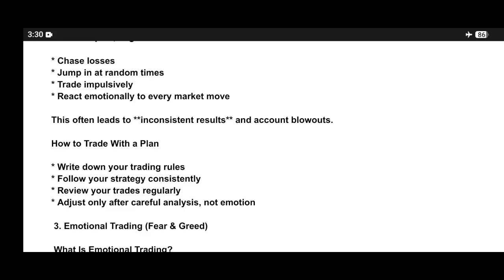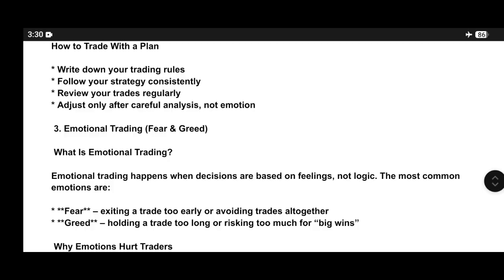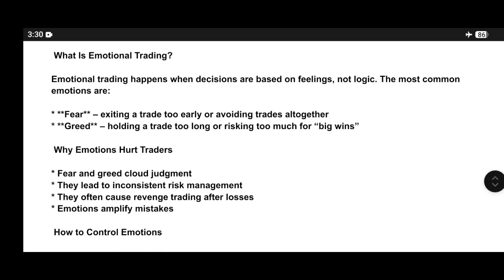Number three, emotional trading, which is fear and greed. What is emotional trading? Emotional trading happens when decisions are based on feeling, not logic. The most common emotions are fear, exiting a trade too early or avoiding trades altogether, and greed, holding a trade too long or risking too much for big wins. Why do emotions hurt traders?